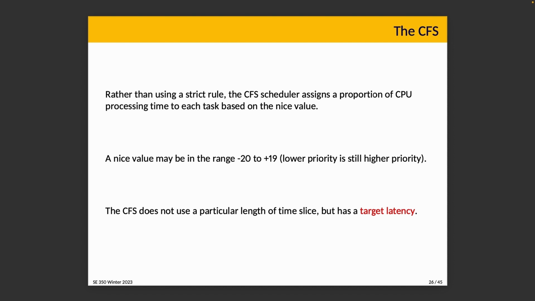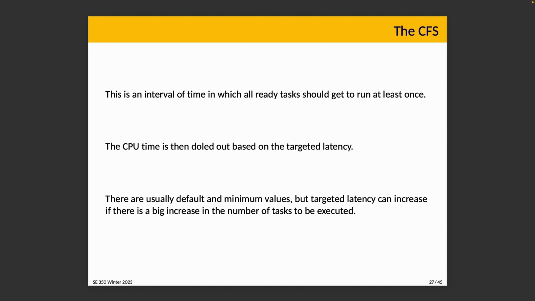Now, the completely fair scheduler doesn't use a particular length of time slice because different CPUs run at different speeds, and depending on the number of processes that are trying to use the CPU at the same time, choosing a fixed amount of time doesn't really make sense. What it actually does is use a target latency. The target latency is just a time window, with the expectation that every thread should get a chance to run at least once inside that target window. And so CPU time is then handed out based on the target latency. There are usually default and minimum values, but the target latency can increase if there are a lot of extra tasks added, to make it realistic. If the target latency is very short and we have a lot of tasks, we know that's unrealistic. Let's not try to do something we know can't work.